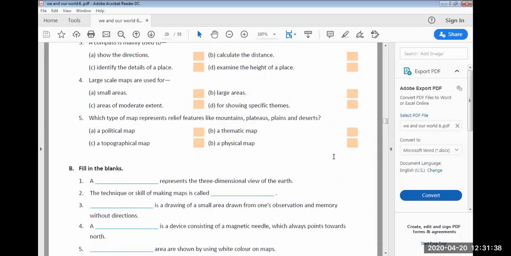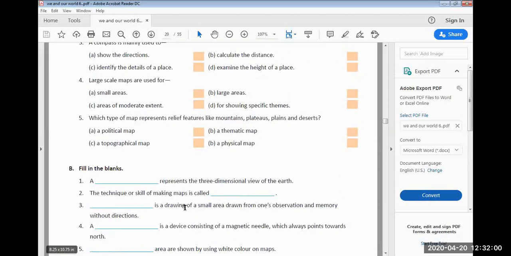Very good. Question number 2. The technique or skill of map making is called cartography. Very good. Very fast. So many students act fast. Pat your backs. It means you studied very hard. Thank you, everyone.